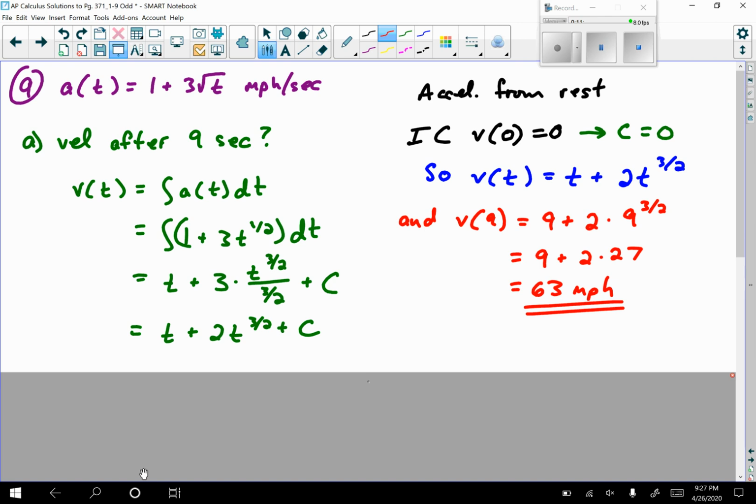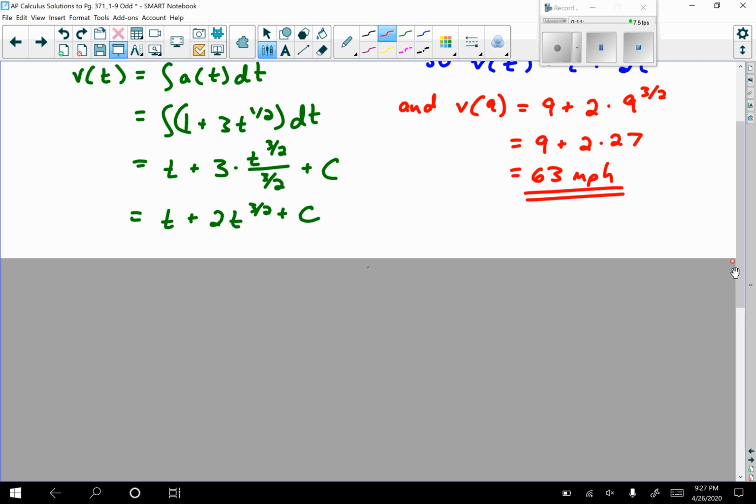Because the car is accelerating from rest, the initial condition, the initial velocity is 0. That means if we were to substitute in a 0 here, and it would equal 0, c would equal 0. So the velocity function is t plus 2t to the 3/2, and then we can evaluate that velocity function at 9, and we get 63 miles per hour in this case.